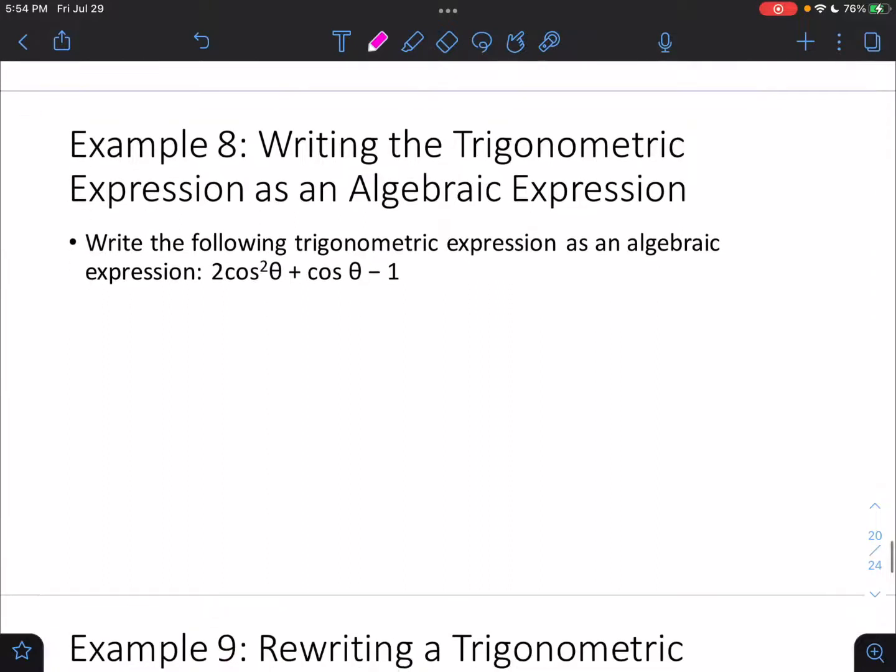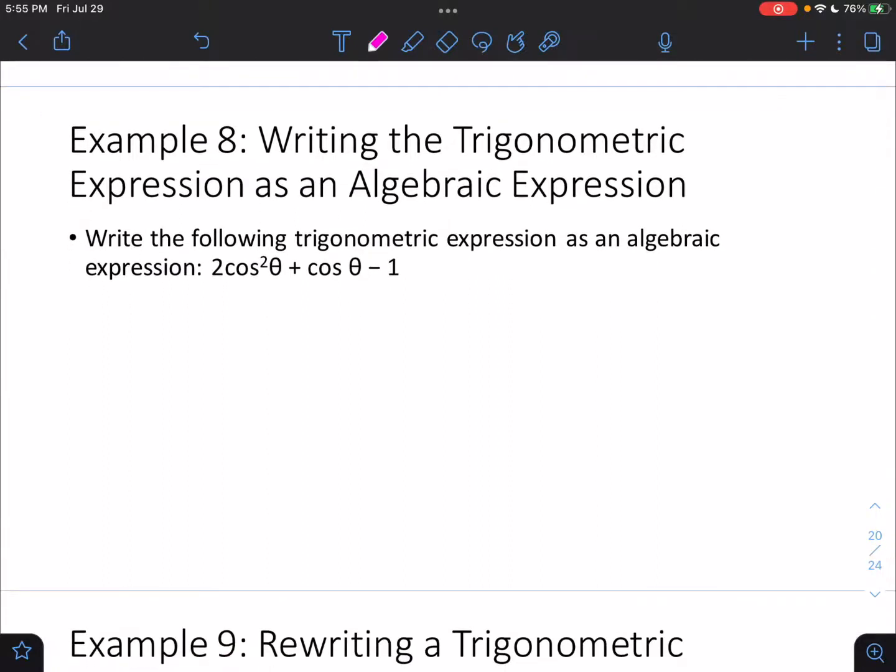All right, writing the trigonometric expression as an algebraic expression. So this is handy, especially in calc. When you do integrals, we want to be able to change this into an algebraic expression. So it may not be visible to the eye, but a very common step that we notice here is this is some number squared plus another number minus 1. This is very common with quadratics.